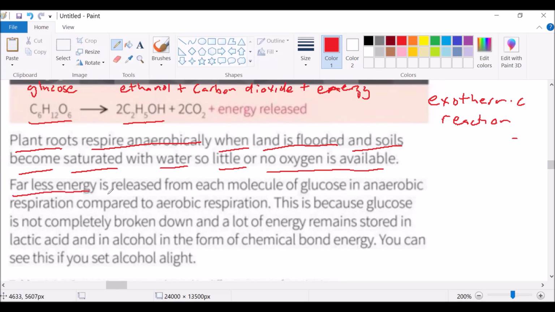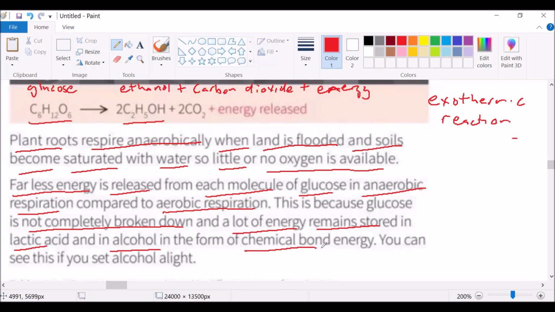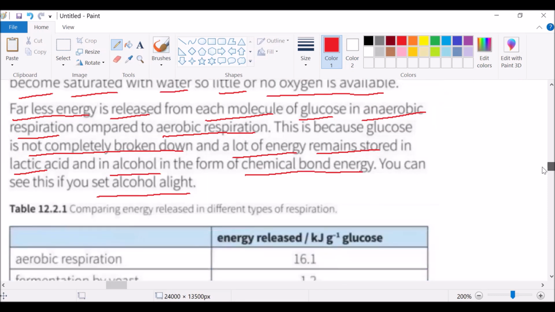Far less energy is released from each molecule of glucose in anaerobic respiration compared to aerobic respiration. This is because glucose is not completely broken down, and a lot of energy remains stored in lactic acid and in alcohol in the form of chemical bond energy. This can be seen if you set alcohol alight, it will burn, releasing more energy.